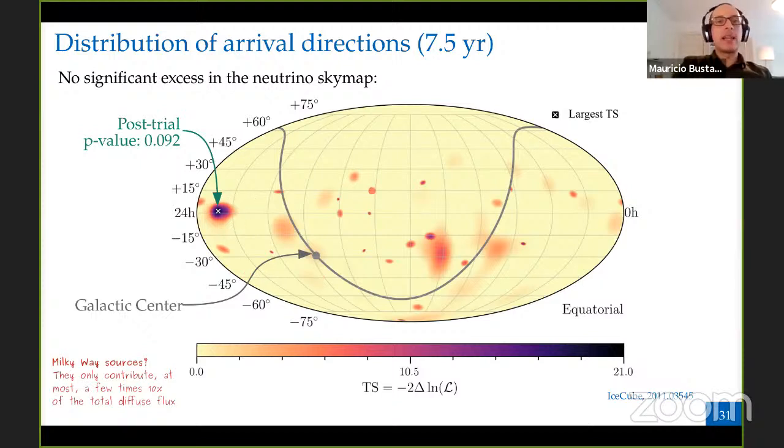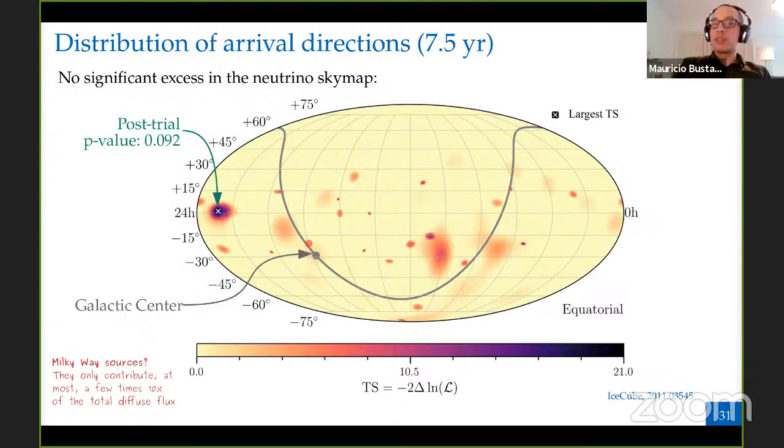A proper statistical analysis finds that there is no excess at any point in the sky. So there's no concentration of neutrinos in any direction at this point in the data. And even if you look at the Milky Way center, the galactic center, there's no excess of neutrino events coming from that direction. And in fact, if there are any sources, they can contribute only a few times 10% of the total flux observed.